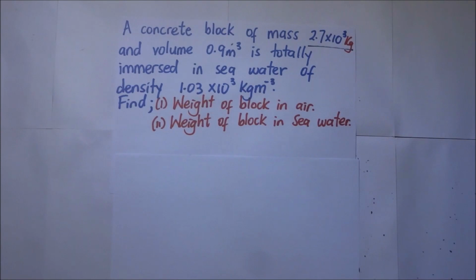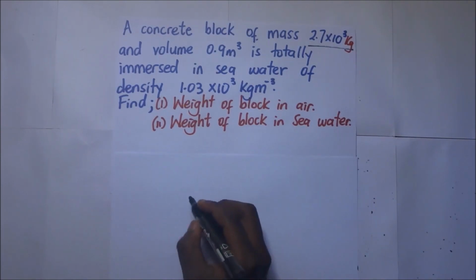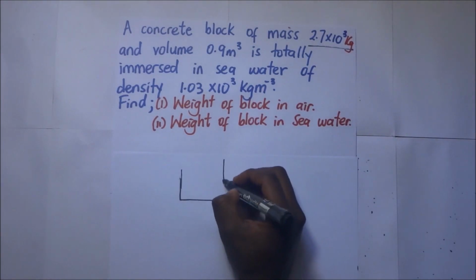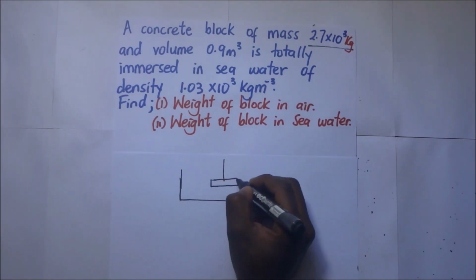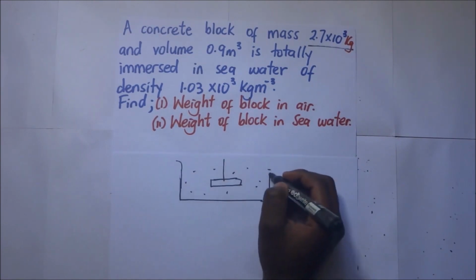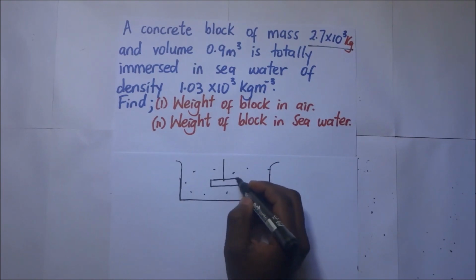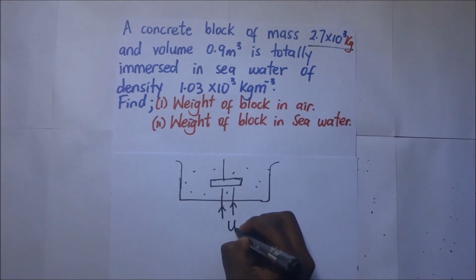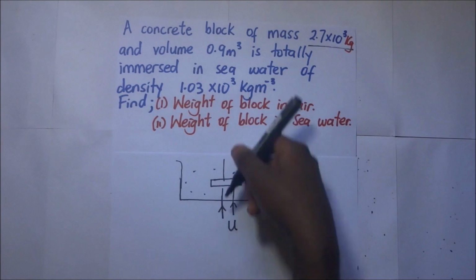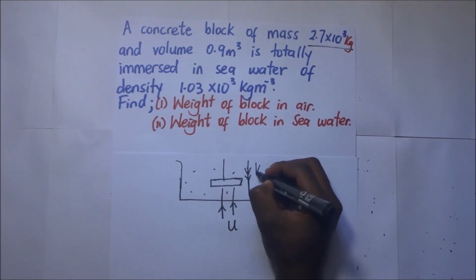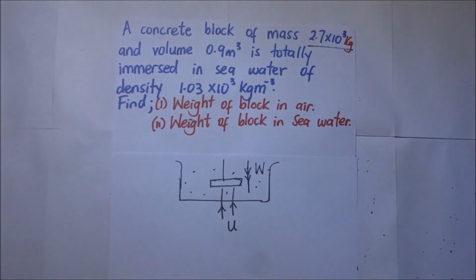So let's look at what the weight of the block in seawater is like. Let's call this our seawater. We have this block in this seawater. Of course, now when this block is in seawater, what kind of force is it experiencing? It is experiencing an upthrust force, the force acting upwards. Then it also has the force acting downwards, and this force acting downwards is the force due to its weight.